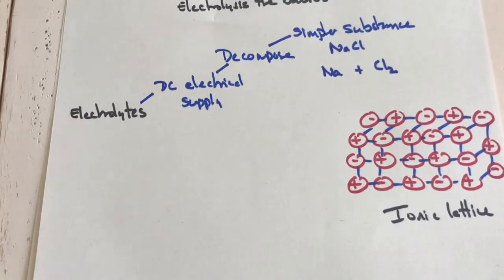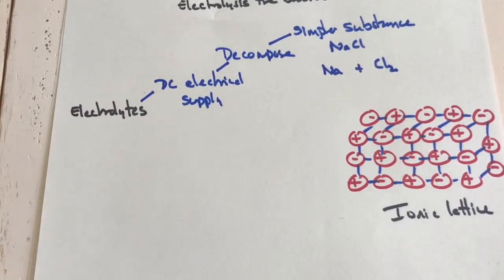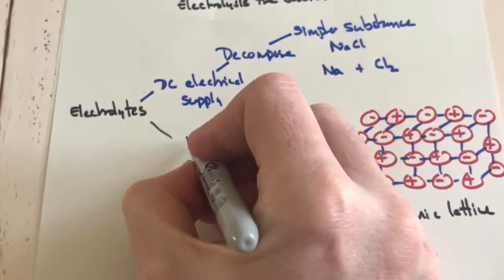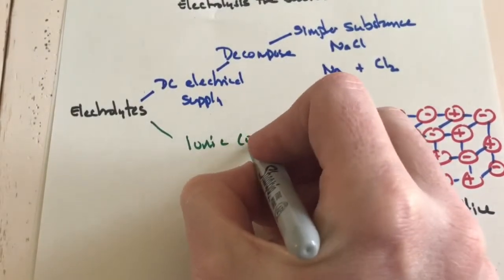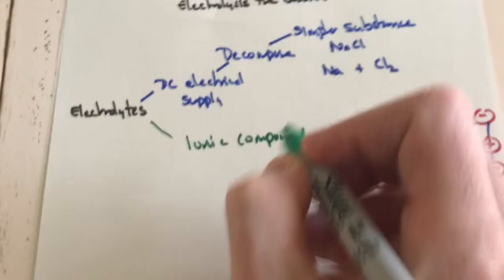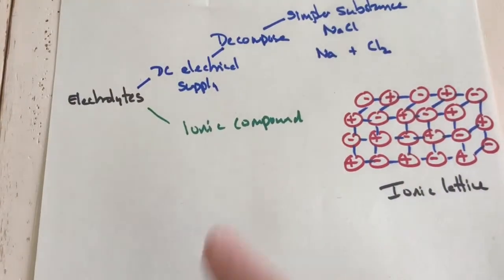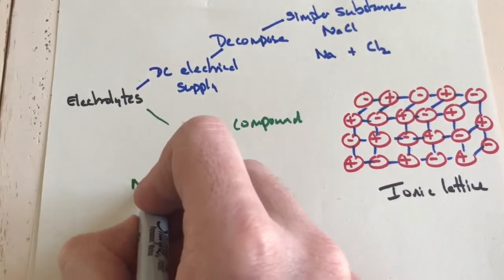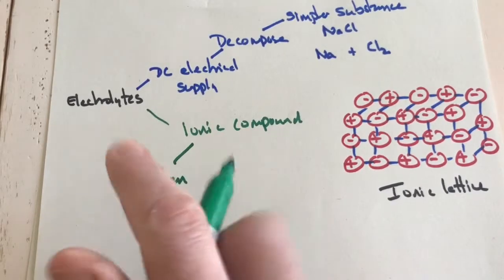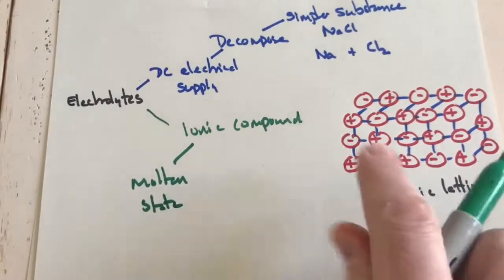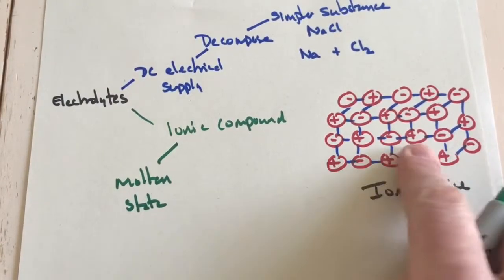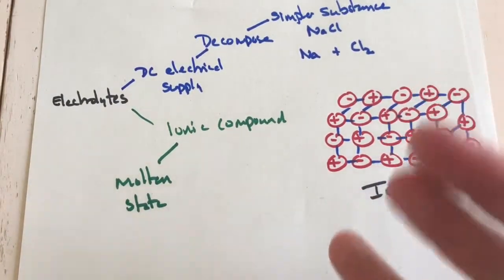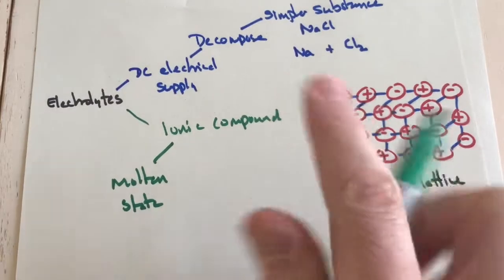So how do we do this? How do we go about this? Well, electrolytes, we said, have to come from an ionic compound. So we take an ionic compound. This can be in one of two states for these ions to be loose. We could have it in a molten state. So molten state would mean we just take this ionic compound, heat it up, and the bonds start to break, those attractions start to break, allowing the ions to move.